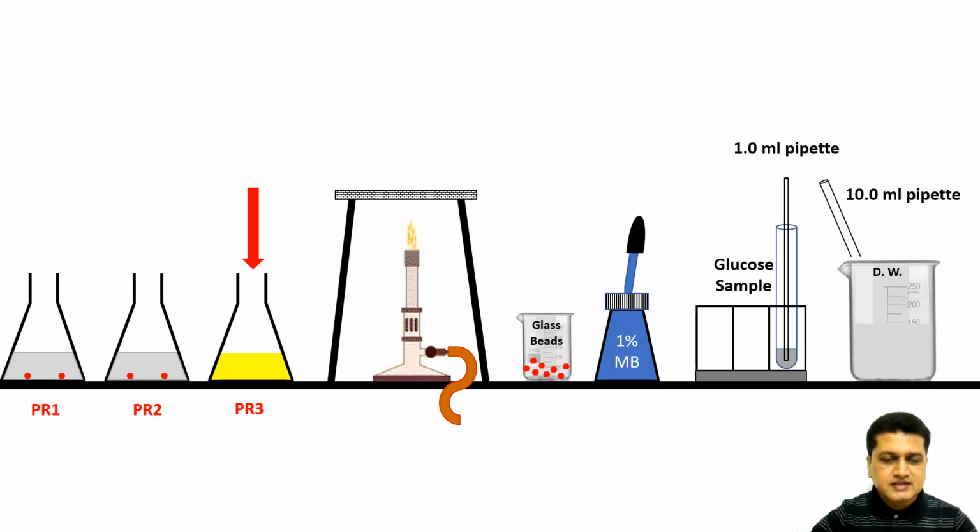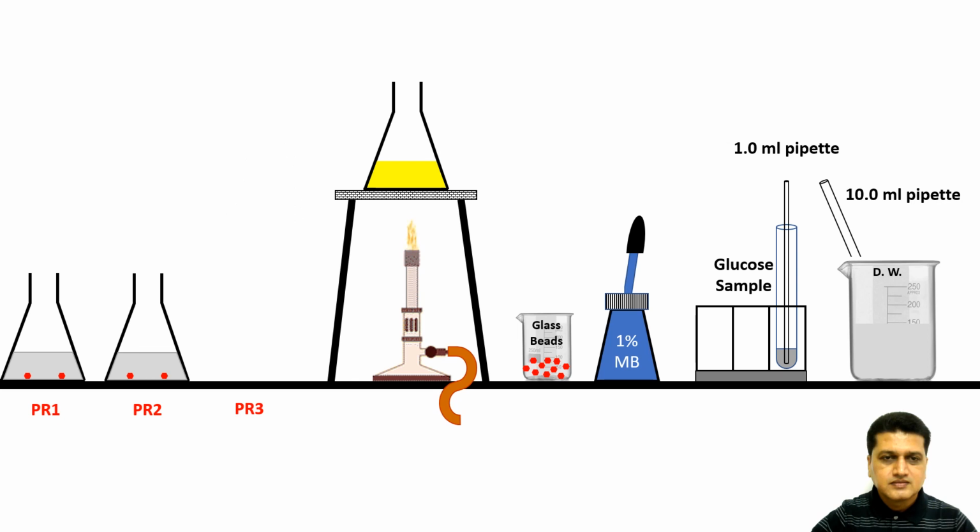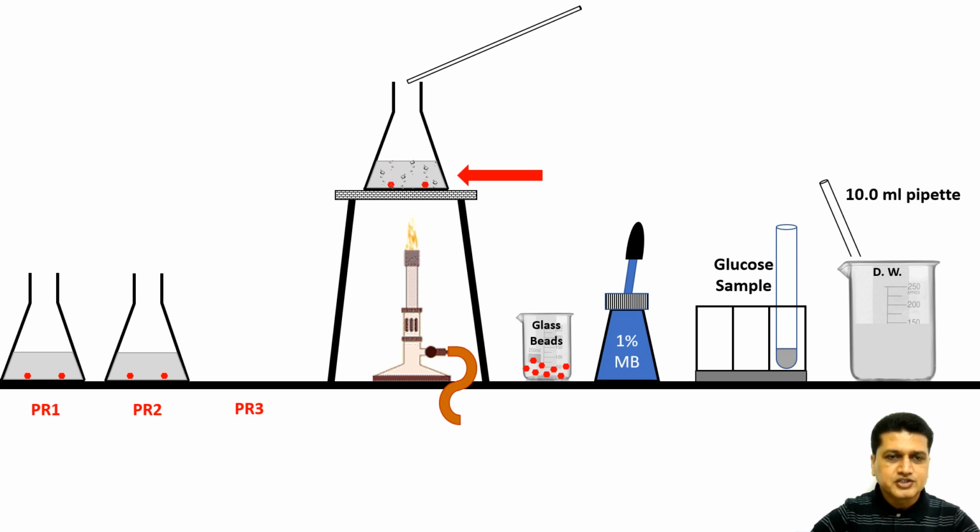Now proceed to take pilot reading 3. Place the flask PR3 on wire gauze and repeat the procedure of titration. This is the end point of titration. Note down the volume of glucose solution required to get the end point and record this as pilot reading 3.